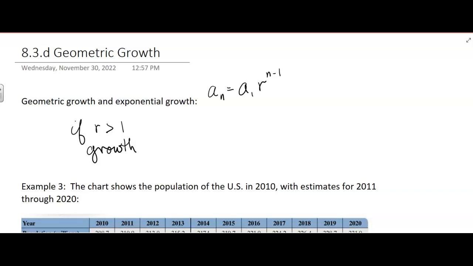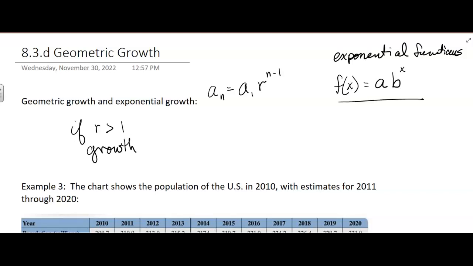So you might say, well, that looks familiar. Remember when we had exponential functions? An exponential function was f of x equals, you could have some constant and then b to the x, right? So you can see the similarities here. This is an exponential function. This is a geometric function, a geometric sequence, and they are both growth problems. Okay, so if b is greater than 1, you're going to get growth here. So geometric growth, exponential growth, same.